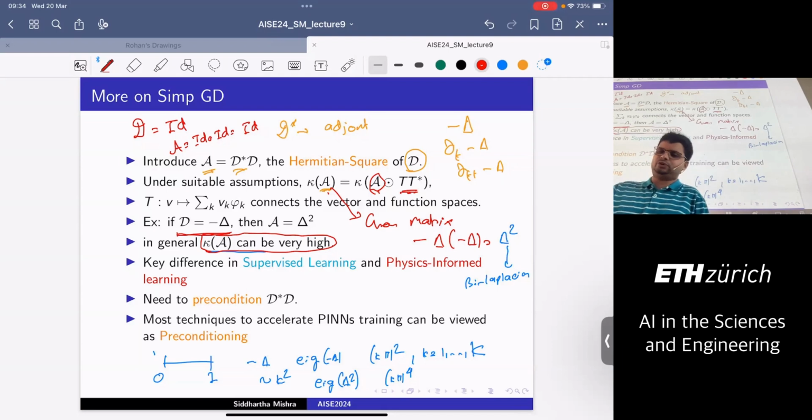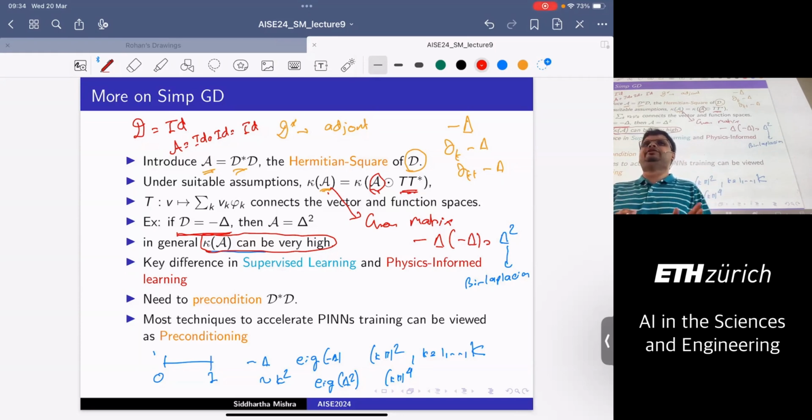But if there are 10 modes, for instance, the contrast between the maximum eigenvalue and the minimum eigenvalue can grow very, very rapidly. And this makes it hard to learn problems which are oscillatory. And I think Ben showed you some examples of that. Okay, the first lesson that you learn from this is that training physics-informed neural networks is a beast by itself.